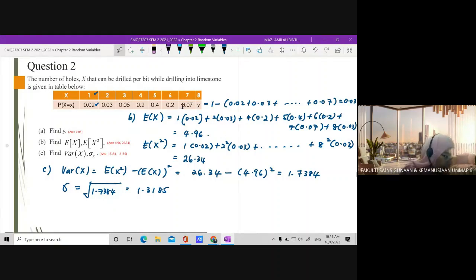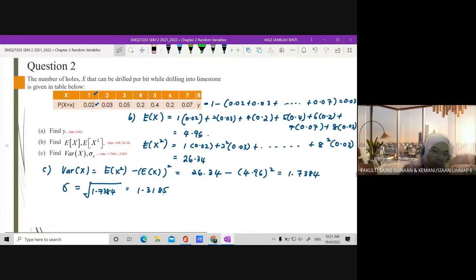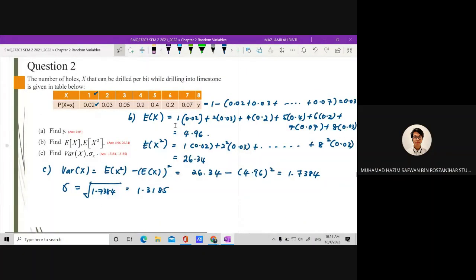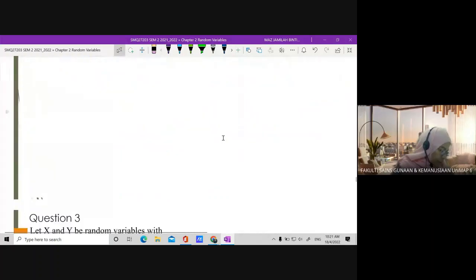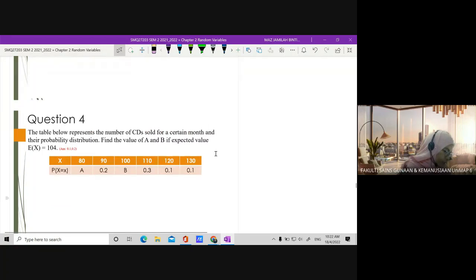Any question here, class? Any question? No, doctor. Okay, clear, right? So this one, I think almost the same as the first question. Just apply the properties of these particular phrases and then apply using the values given to you and you can solve that. Question number 4, the table represent the number of cumulative distribution.